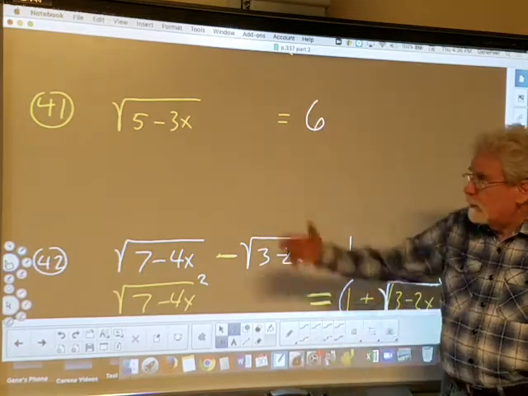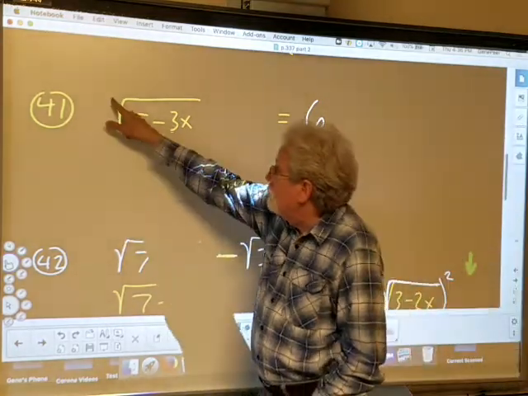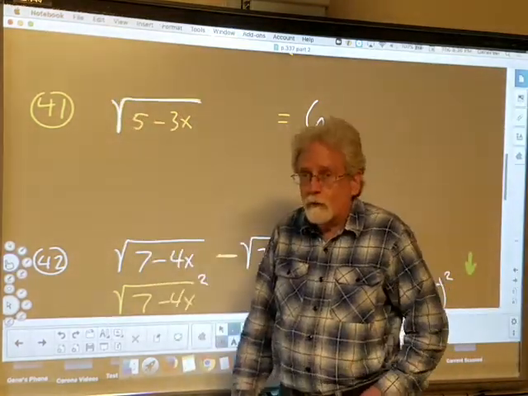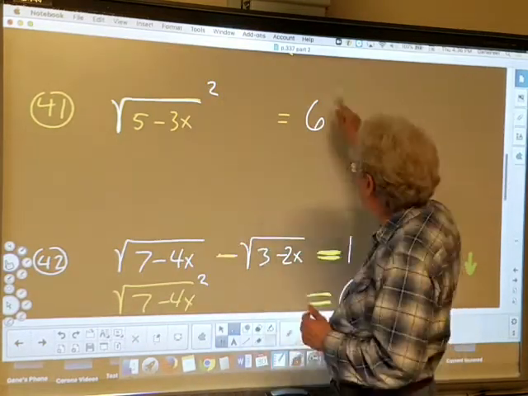What do I do now? The main thing now is I've got to get rid of that radical. Well, how do you get rid of a square root? You get rid of a square root by squaring it. Both sides.